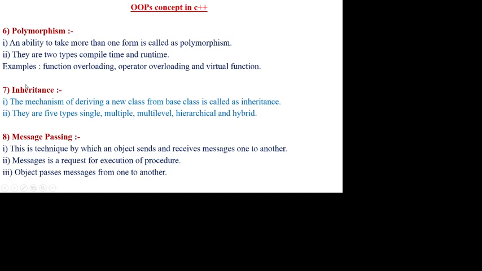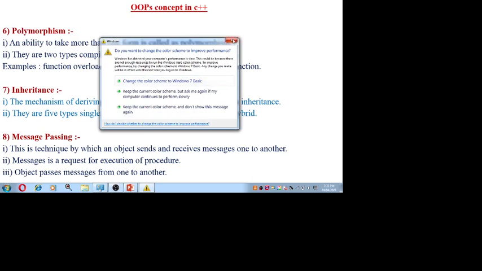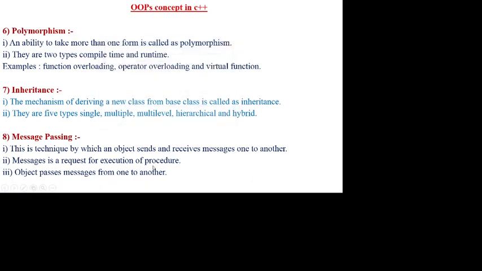Then the last objective of the OOPS concept is message passing. We defined this in the object topic, and I will also explain it here. Message passing is a technique by which objects send and receive messages to one another. A message is a request for an external procedure, and objects pass messages from one to another. Thus, we discussed the 8 objectives or principles of object-oriented programming. Object-oriented programming depends on these objectives or principles.